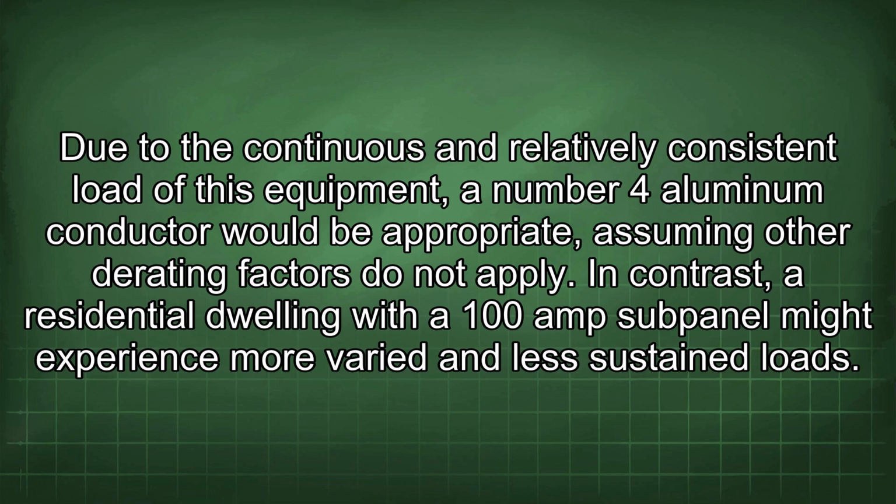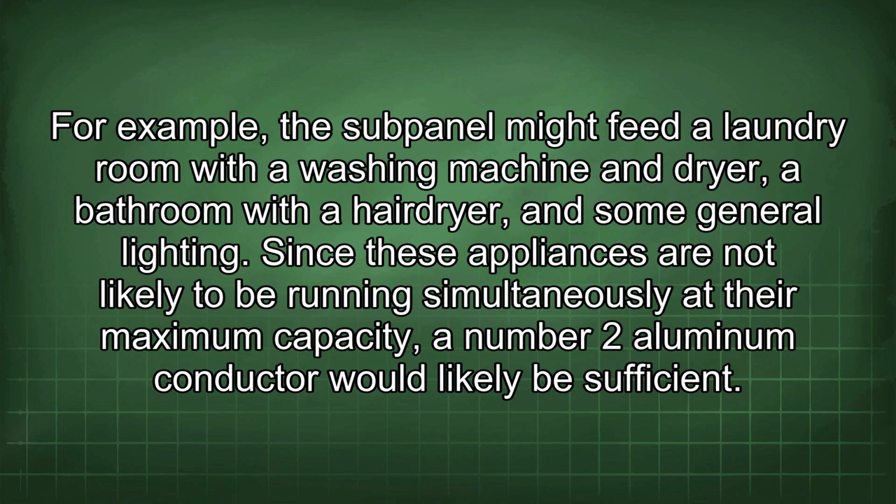In contrast, a residential dwelling with a 100 amp subpanel might experience more varied and less sustained loads. For example, the subpanel might feed a laundry room with a washing machine and dryer, a bathroom with a hairdryer, and some general lighting. Since these appliances are not likely to be running simultaneously at their maximum capacity, a number 2 aluminum conductor would likely be sufficient.